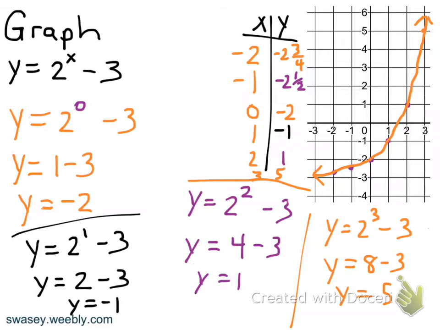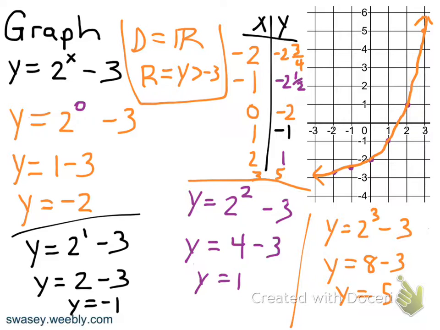If you were asked for domain and range, your domain would be all real numbers because any x value will work here. The range, all the y values, it's getting closer and closer to -3, but it's all above -3, so we could say y is greater than -3. Again, this particular problem didn't ask for that, but a lot of times they will ask you for domain and range when you're graphing functions.